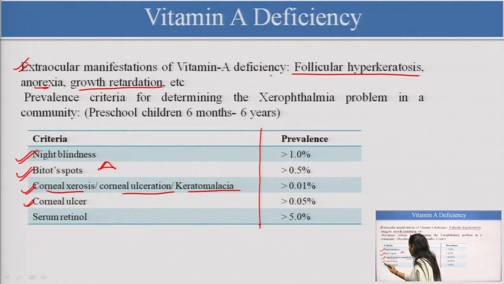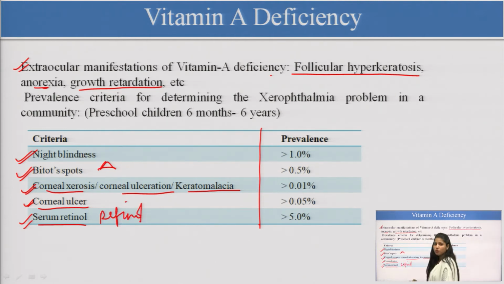Okay. Corneal ulcers are formed, and for serum retinol concentration, we will check the retinol levels in the blood. So, this will also show what the vitamin A levels in the person's blood are. Okay. So, retinol level.